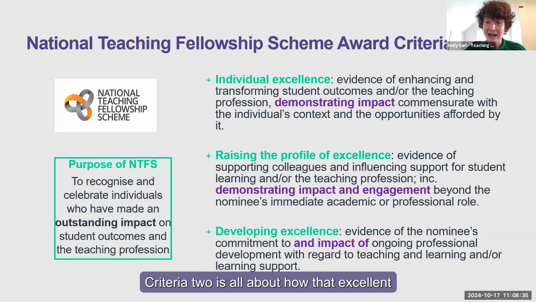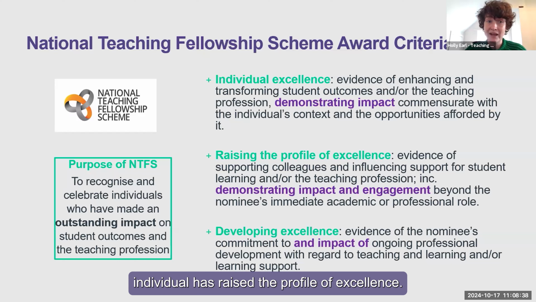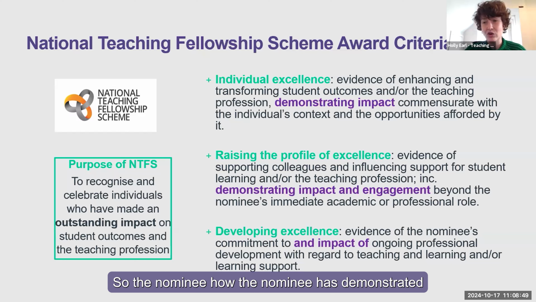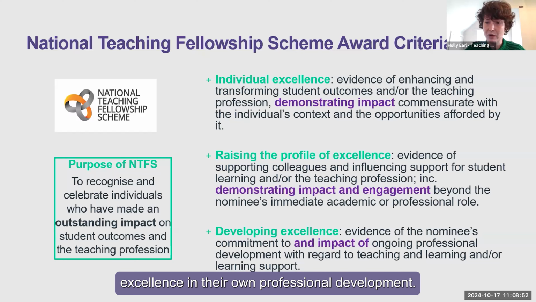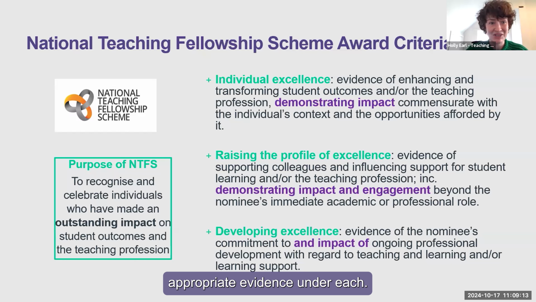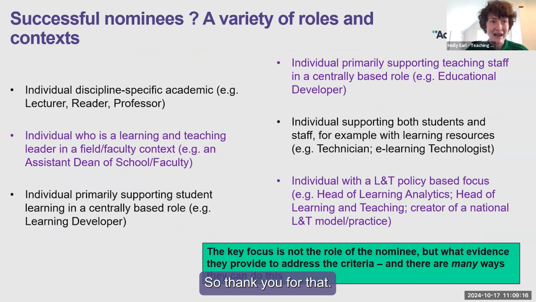Criteria 2 is all about how that excellent individual has raised the profile of excellence. This might be in terms of supporting colleagues or influencing support for students. And criteria 3 is all about how they have developed excellence, so how the nominee has demonstrated excellence in their own professional development. All I've gone through there is a very top-line summary of the 3 NTFS criteria. So we really encourage you to engage with the reviewer guidance, where you'll find much more detail on these 3 criteria, and it will help you to understand what is and what isn't appropriate evidence under each. So thank you for that.